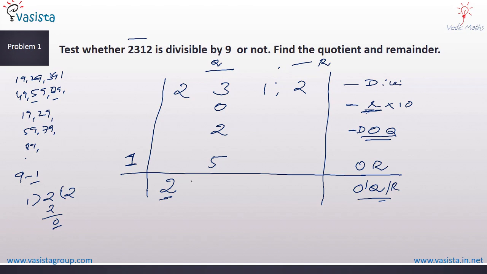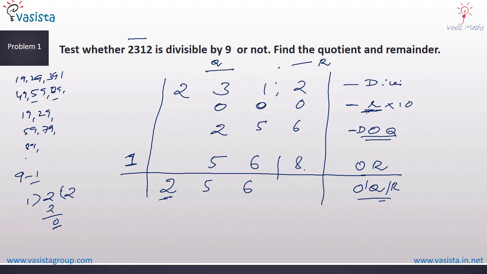5 divided by 1 is 5 only, and the remainder is 0. This 5 I will place as the digit of the quotient. 5 plus 1 is 6. Now I need to divide 6 by 1, and I will get 6 only. The remainder is 0. Here 6, so 6 plus 2 is 8.